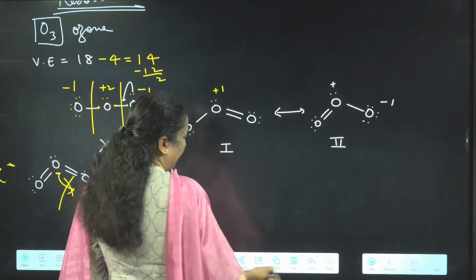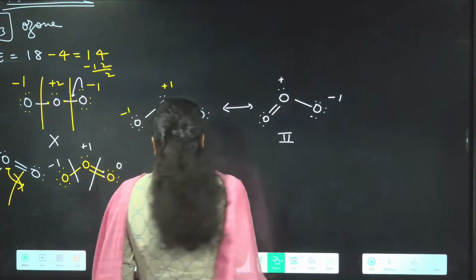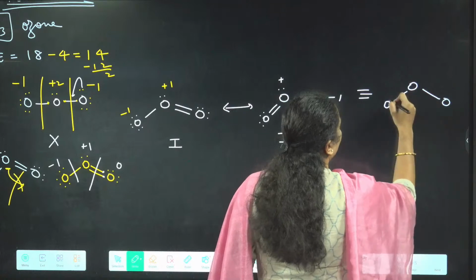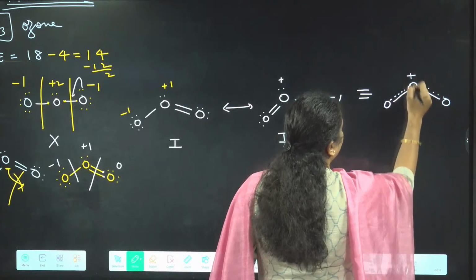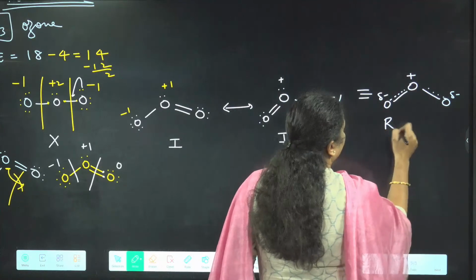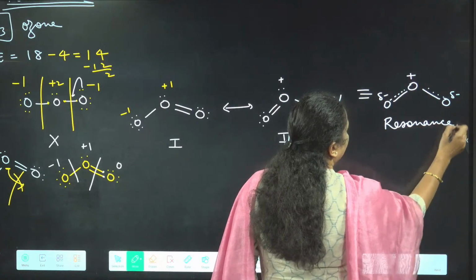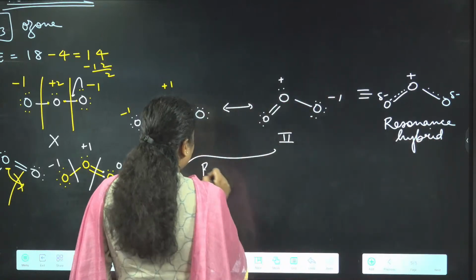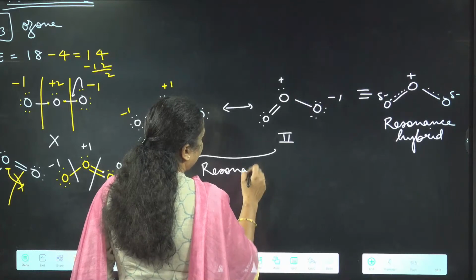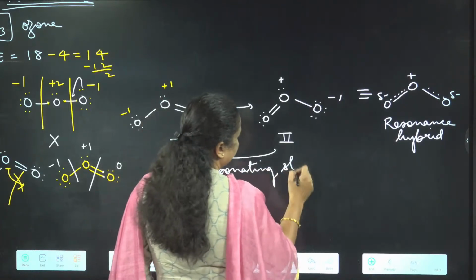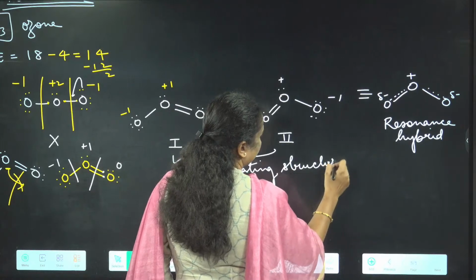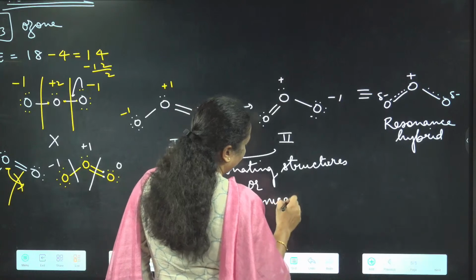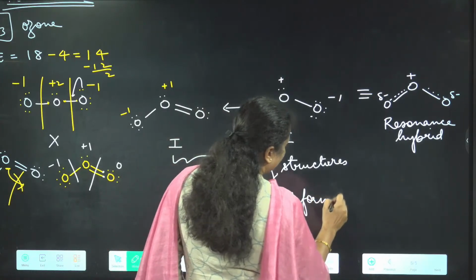Now, if I want to draw the hybrid of this, it will be like this: the sigma framework, we are not doing anything. Partial double bond character we are getting, and delta minus, delta minus. I'm calling this the resonance hybrid, and we are calling them resonance or resonating structures, RS we say. Or else we also call them canonical forms, or resonance contributing structures.